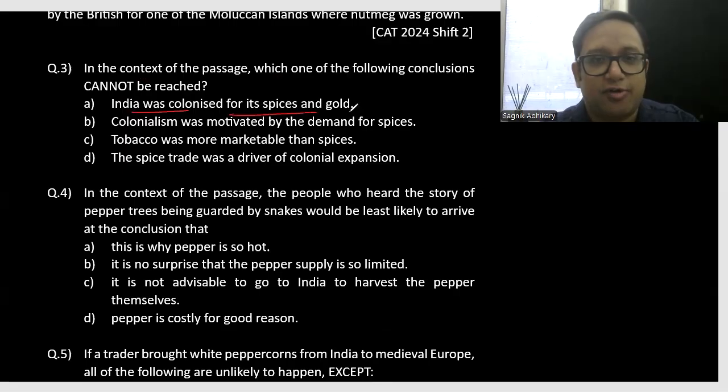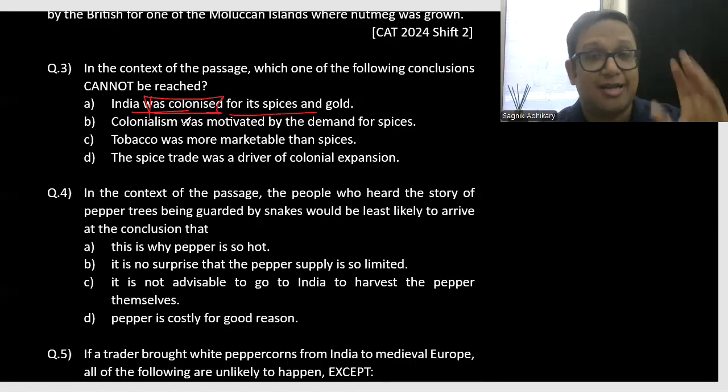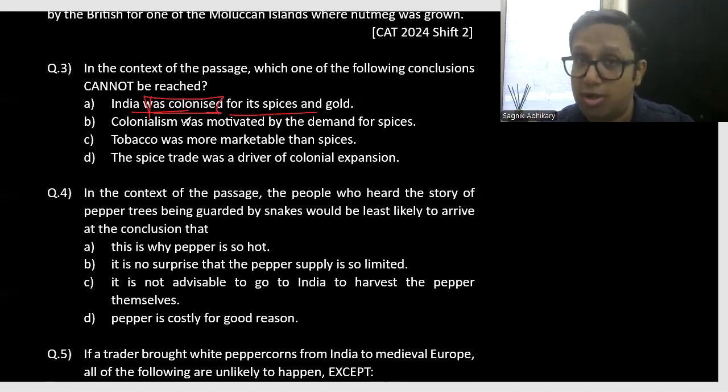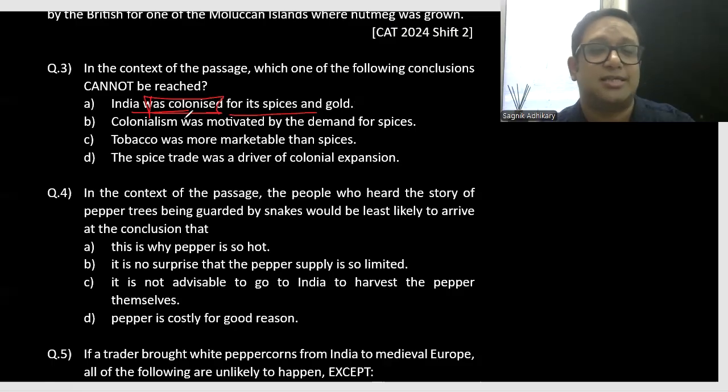India was colonized for its spices and gold. We don't know that. First off, we don't know if India was colonized. Yes, it was, Europeans colonized. But here, India is only mentioned as a source of spice. It is not directly mentioned in the passage that India was colonized. We were also talking about European colonialism, but we don't quite see this as a confirmation or as definitive data.